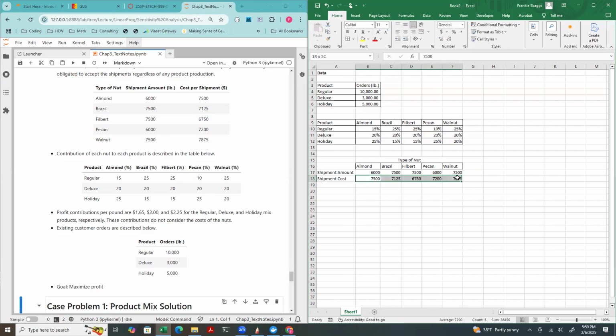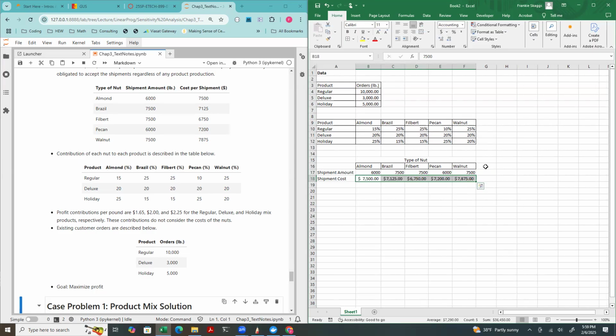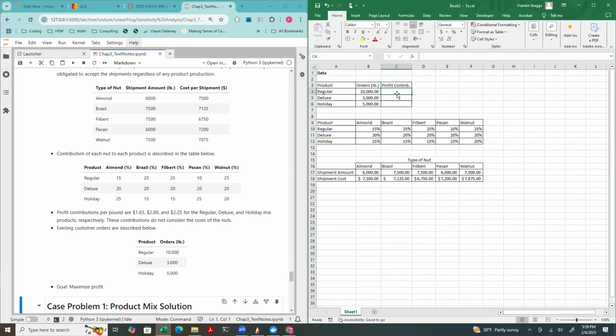Think about it like that. All right, so there's the data part for it. Almost. I'm going to add to this table the profit contribution, and this is per pound. Just need to be clear on that. So we could have something like this.